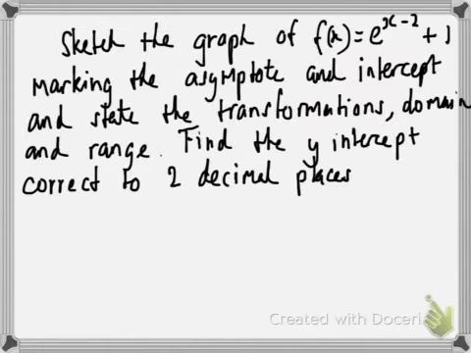Next question, we've got f of x equals e to the power of x minus 2 plus 1, marking the asymptote and intercept and stating the transformations, domain and range, and find the y-intercept correct to 2 decimal places. Okay, so here's, just having a look here at our function, y equals e to the power of x minus 2 plus 1. Let's copy that over here. All right, let's have a look at our transformations.